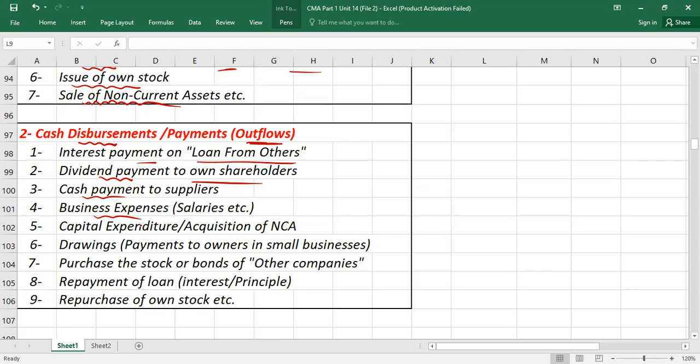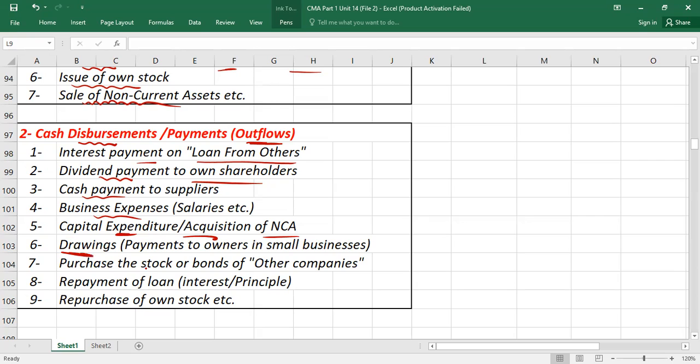Then we have here capital expenditure. What does capital expenditure mean? It simply means acquisition of non-current assets. When you buy a non-current asset, obviously it is not free of cost. You have to pay something for that. So whatever the consideration or amount or the cash you pay to acquire the non-current asset, that is also going to be your payment.